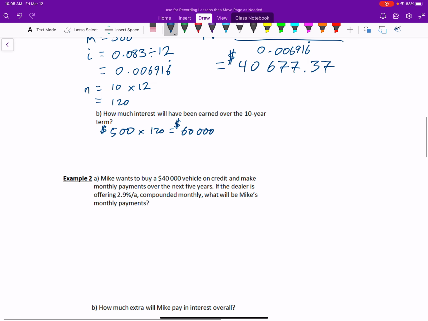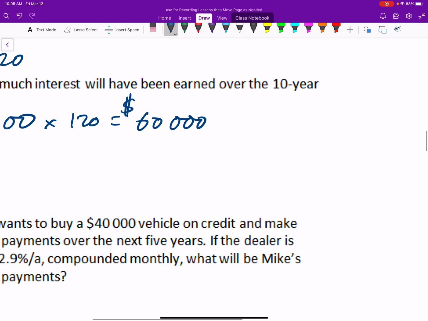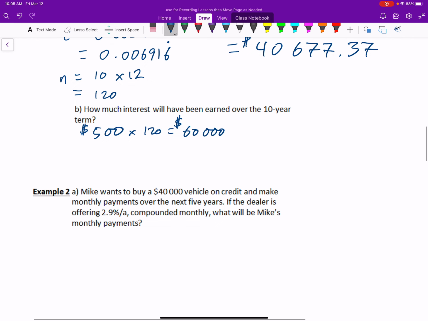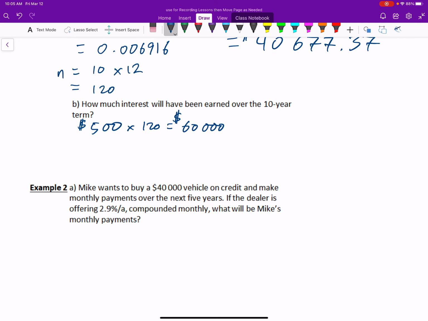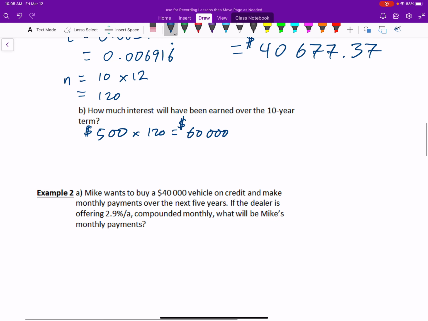So how much interest will have been earned? Well, it's the difference between the $60,000 I'm withdrawing. I'm taking out $60,000, but I only put in $40,000, and so the interest is going to be almost $20,000. I'll use capital I for interest, so it's going to be 60,000 minus 40,677.37.